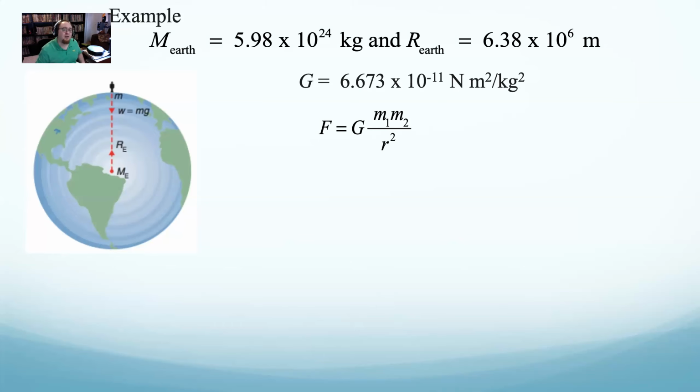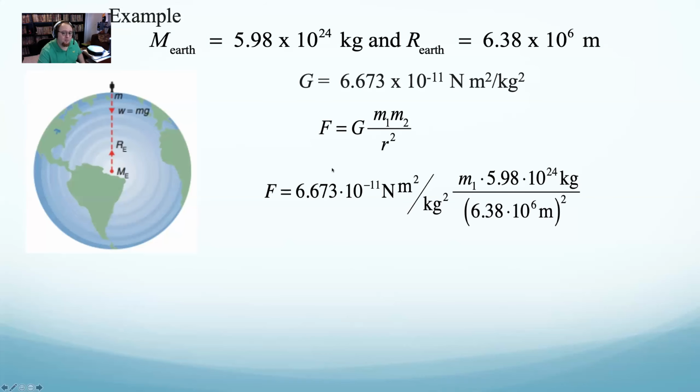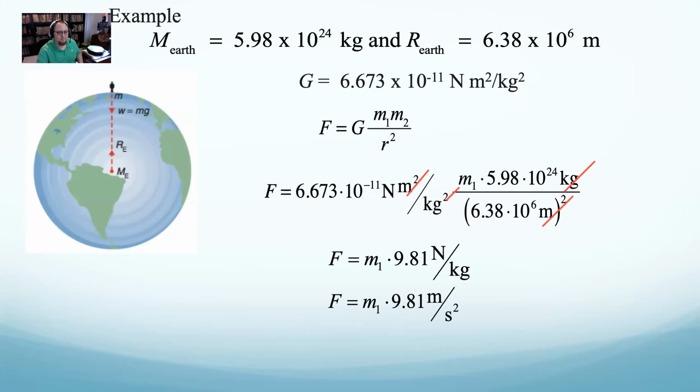Therefore, the force of gravity acting on you would be capital G times your mass times the mass of the Earth divided by the radius of Earth squared. Here we are using the radius because that's the distance from the center of the Earth to you. I do get some units to cancel out. And you get that the force of gravity from the Earth is 9.81 newtons per kilogram times your mass, where a newton per kilogram is the same as a meter per second squared. That's where that number comes from.